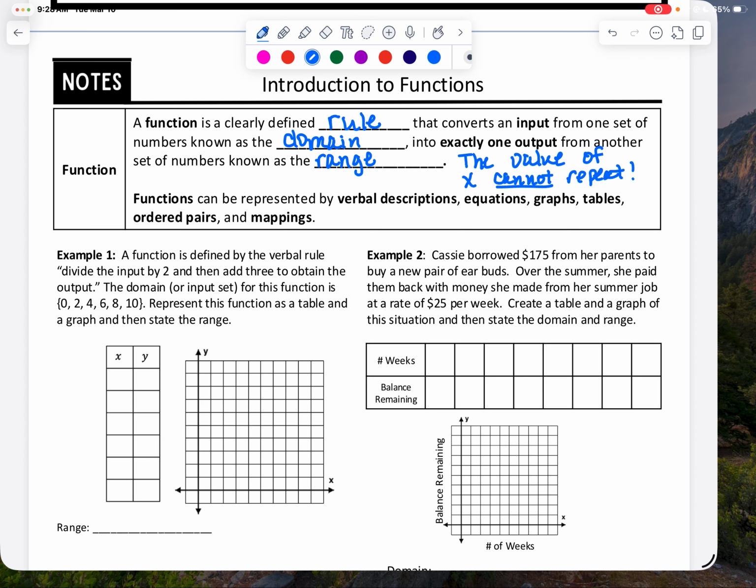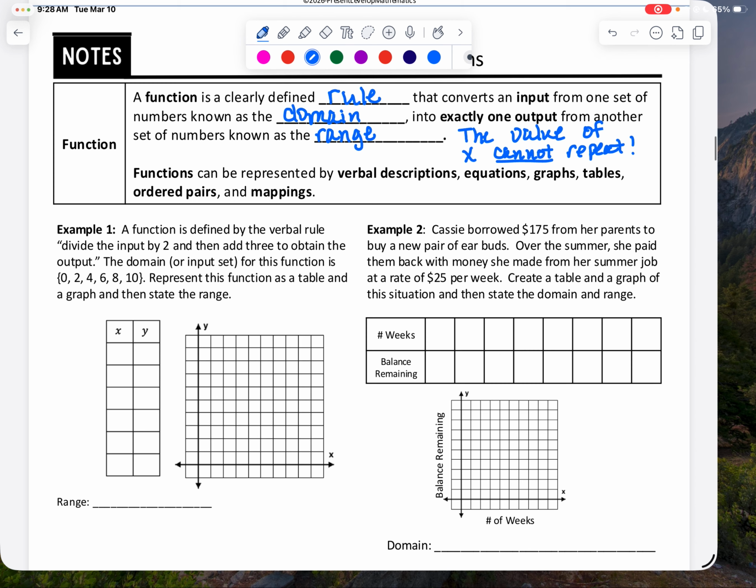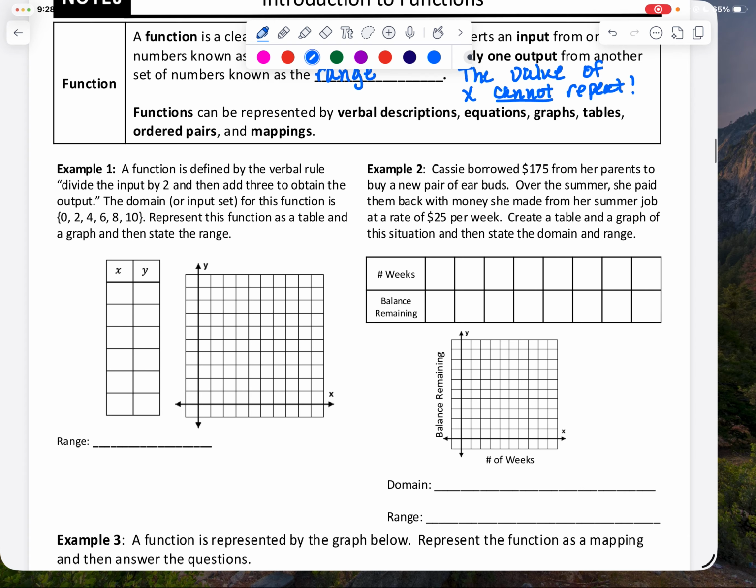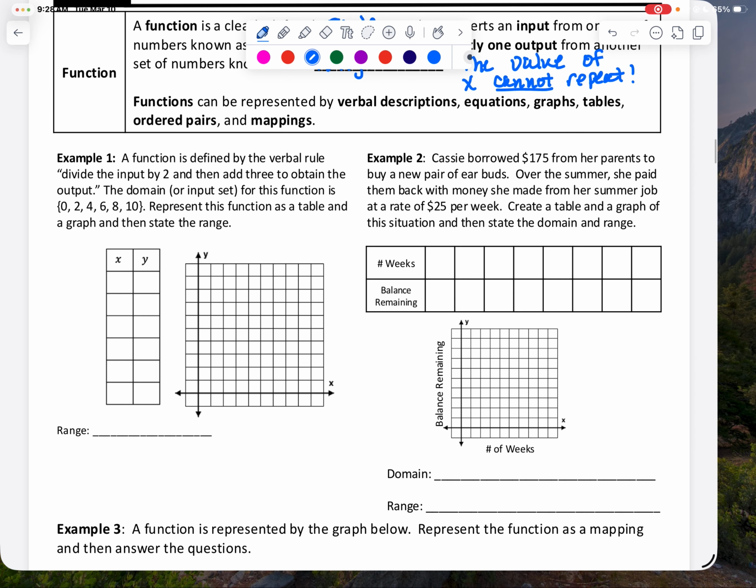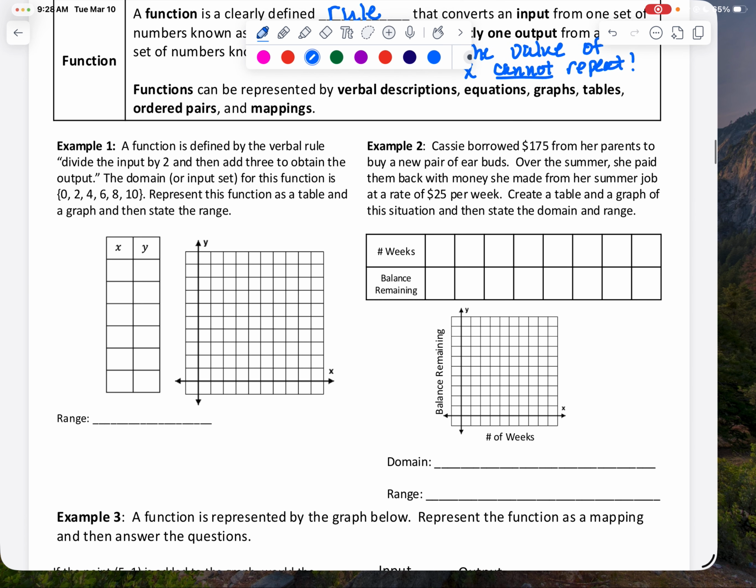Now, as I said, functions can be represented many different ways. Verbal descriptions, equations, graphs, tables, ordered pairs, and mappings. And in the first few examples on the front page, we'll be looking at all the different ways we can represent functions. So let's start with number one, example one.